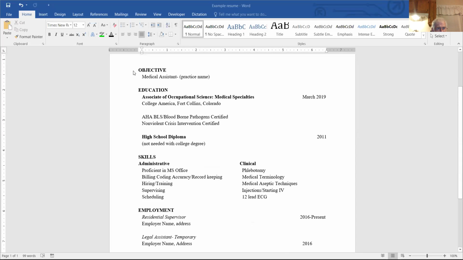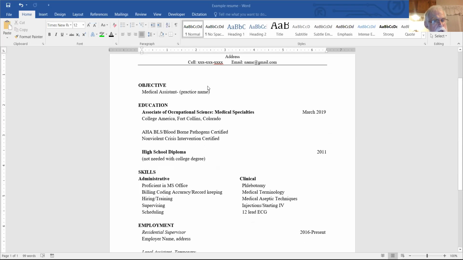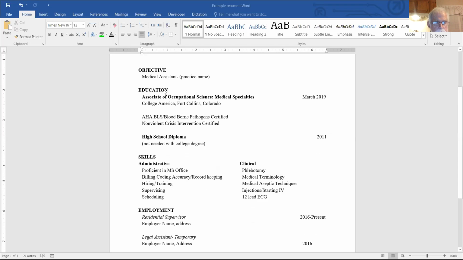Again, an objective statement. What are you looking for? Are you looking for a position as a medical assistant? Name the company. You will personalize this and your cover letter for the position. You will identify the practice name or the hospital name or the employer name and position here. This is what you want. Don't just say, I want to be a medical assistant, or I want to be an accountant, or something like that. They don't care about that.